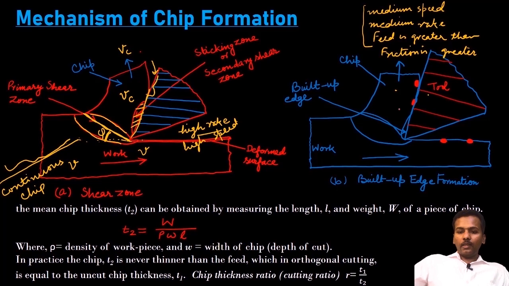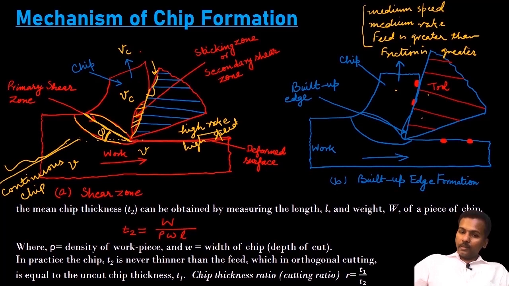What happens? There is adhesion, more adhesion. There will be more adhesion of the chip formulated with the tool. There will be more deformation further. The secondary deformation, whatever I have discussed, the secondary zone deformation will be more here. Now what happened further? What is the condition of this built up edge formulation?